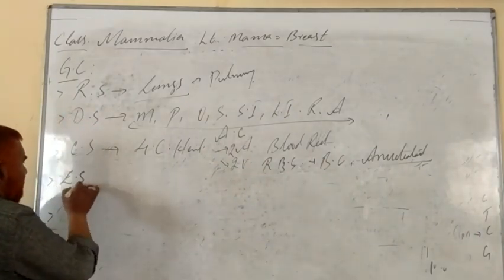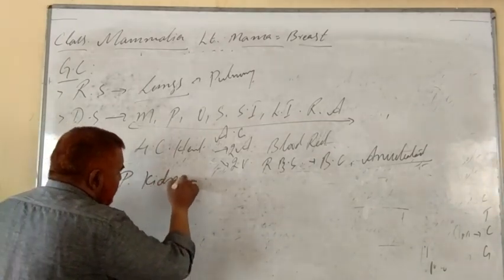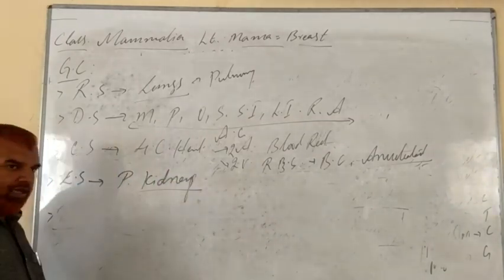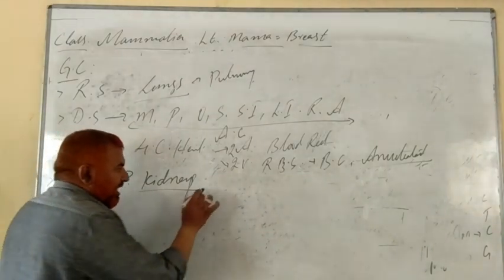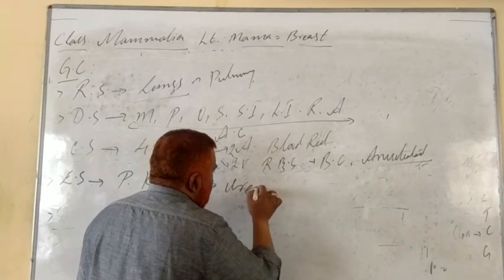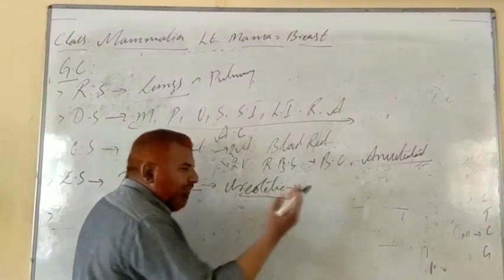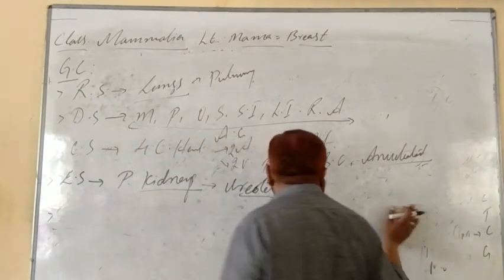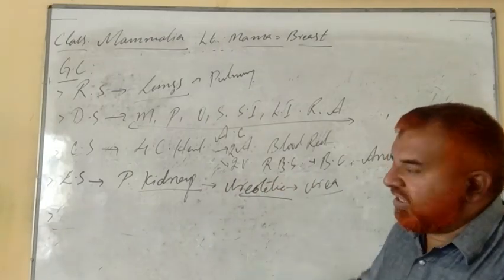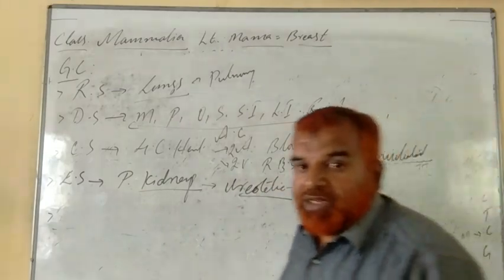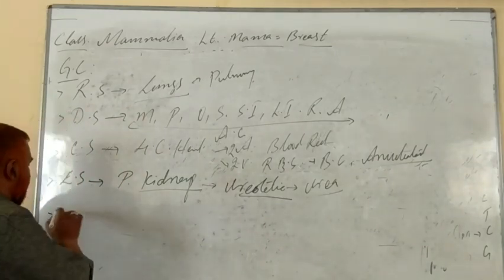Then the excretory system takes the help of paired kidneys. Paired kidneys are the excretory organs. Nephrons are the excretory units. Most of these animals are ureotelic. What do you mean by that? The chief excretory product is urea. So the excretory system takes place with the help of a pair of kidneys. They excrete urea.